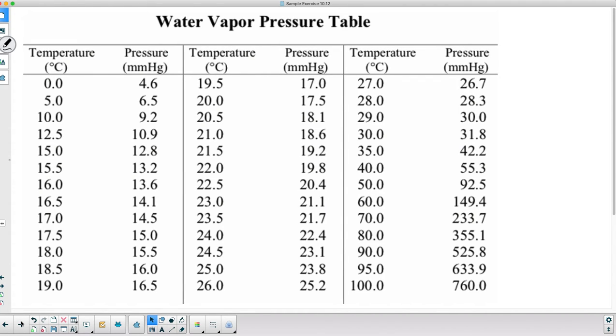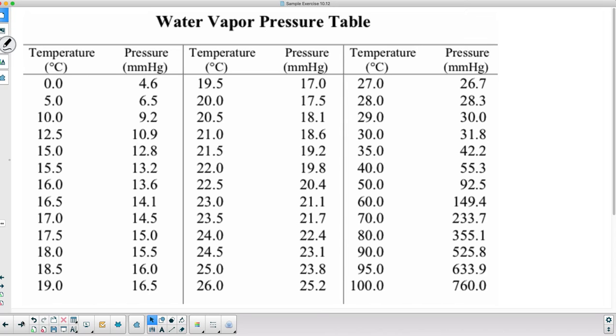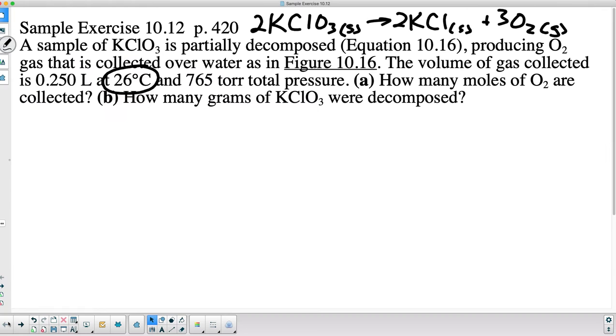In the problem here, I'm going to flip back. It says 26 degrees Celsius is my temperature. So when I flip forward to this chart, 26 is 25.2 millimeters of mercury. And that's the value we're going to use to solve this problem. I know I'm throwing a lot at you all at one time, but it says the volume of gas collected is 0.25 liters at 26 degrees Celsius at 760 torr total pressure. So the total pressure equals 765 torr, which is the same as millimeters of mercury.